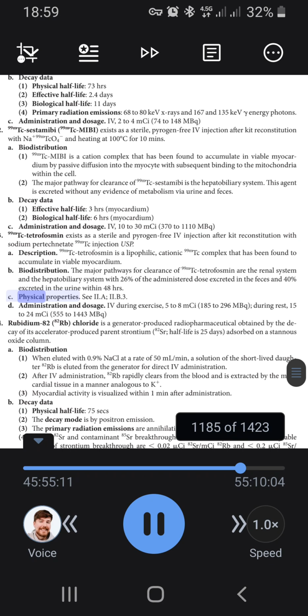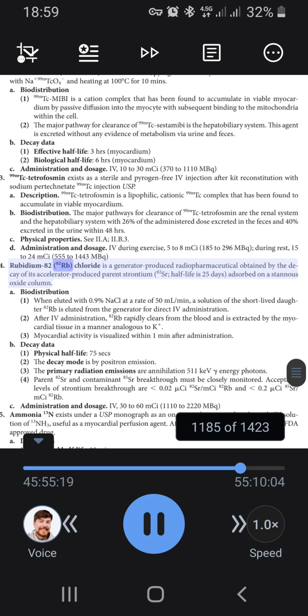C. Physical properties. D. Administration and dosage. IV. During exercise, 5 to 8 mCi, 185 to 296 MBq. During rest, 15 to 24 mCi, 555 to 888 MBq.